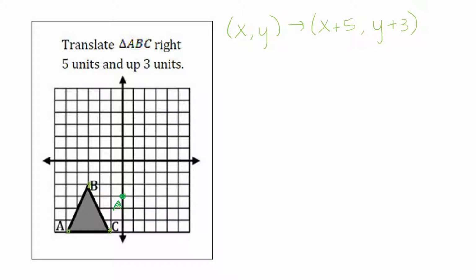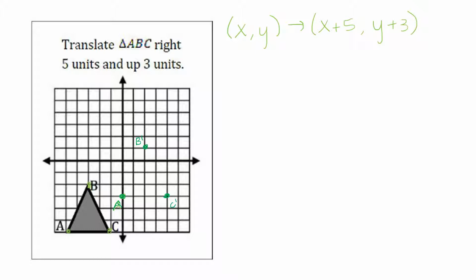A prime is right here. Then if I go to B, we're going to go again right 5 units and up 3. So B prime would be right here. Same thing with C. We're going to go right 5 units and up 3. So C prime would be right here.